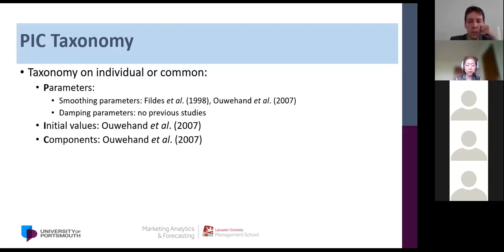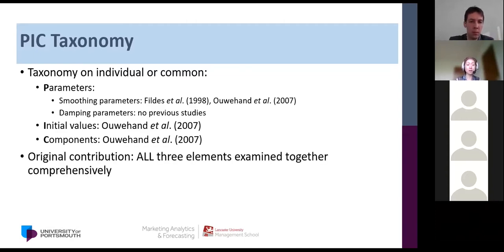Initial values and components, again, Ouwehand et al. looked at common seasonal initial values and common seasonal components in their 2007 paper. Now, Ouwehand et al. 2007 is quite central to what we're doing here, so I'll return to that a little bit later on. So we claim that in our current paper, our original contribution is a systematic way of looking at this PIC taxonomy, parameters, initial values, and components together.